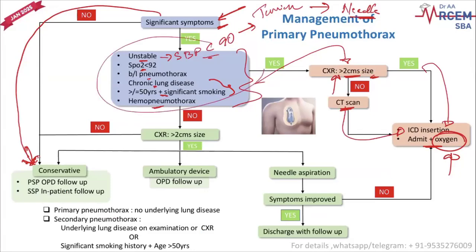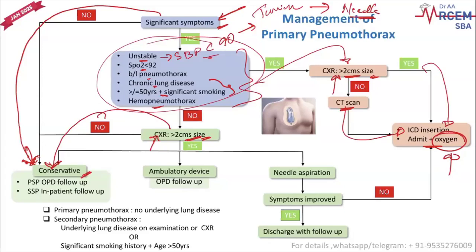None of these features are present. Then what will you do? Then on X-ray, you will see the size of the pneumothorax, apex or hilar region doesn't matter. If it is more than 2 centimeters, what will you do? If it is less than 2 centimeters, then again it is conservative management. If it is more than 2 centimeters, you give the patient options. What options can you give? Whether you want any intervention.